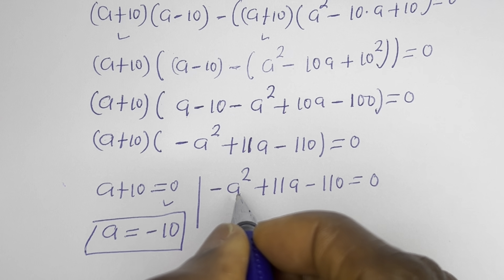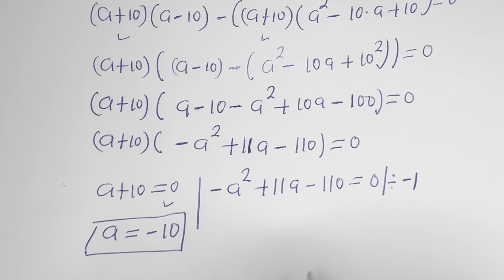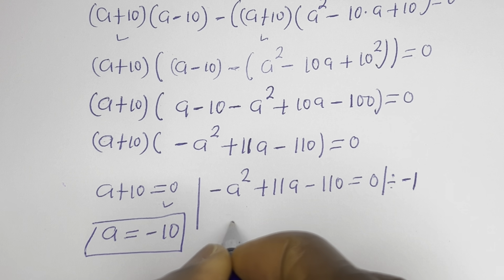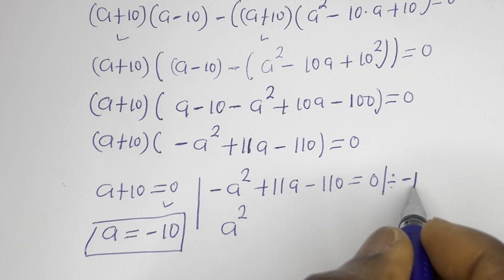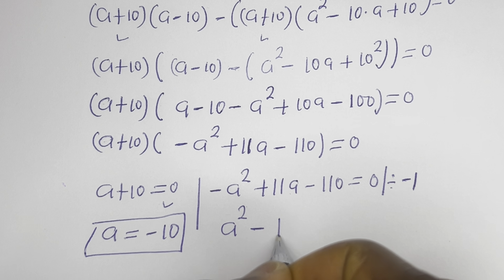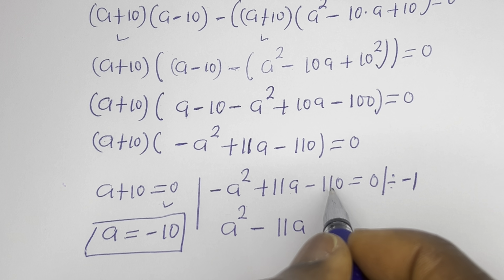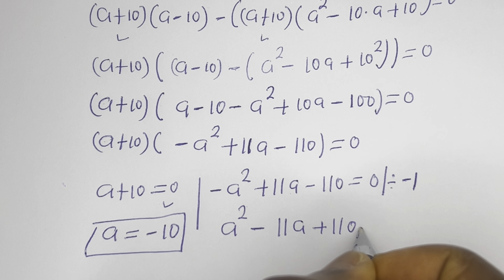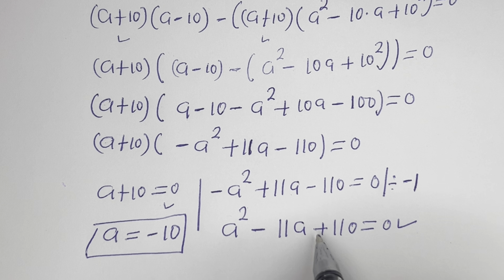Then from here, we can divide all through by minus 1. Then minus a squared divided by minus 1 will give you a squared, plus 11a divided by minus 1 is minus 11a, then minus 110 divided by minus 1 is plus 110 is equal to 0. This is a quadratic equation. Let's solve this using the quadratic general formula.